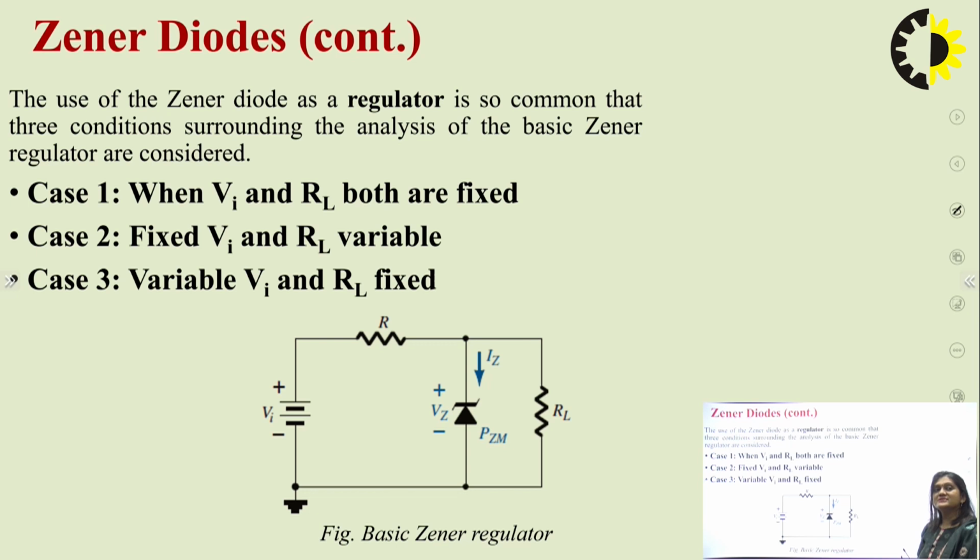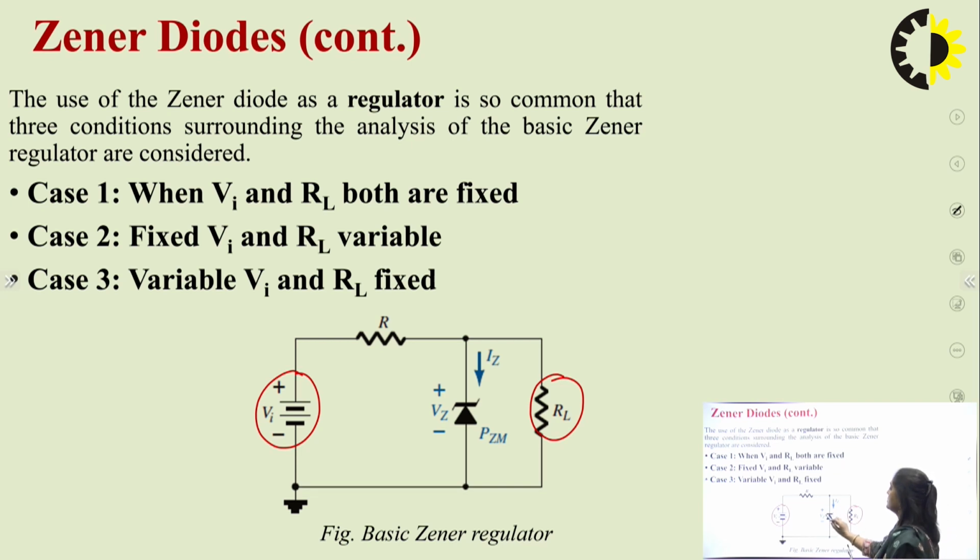So first case is when Vi and RL both are fixed. So this is the diagram for the first case, that is Vi and RL both are fixed. Vi and RL both fixed means this Vi, that is the input supply we are applying, is fixed, and this RL is also fixed. And Vz, this is the Zener diode that we have applied.